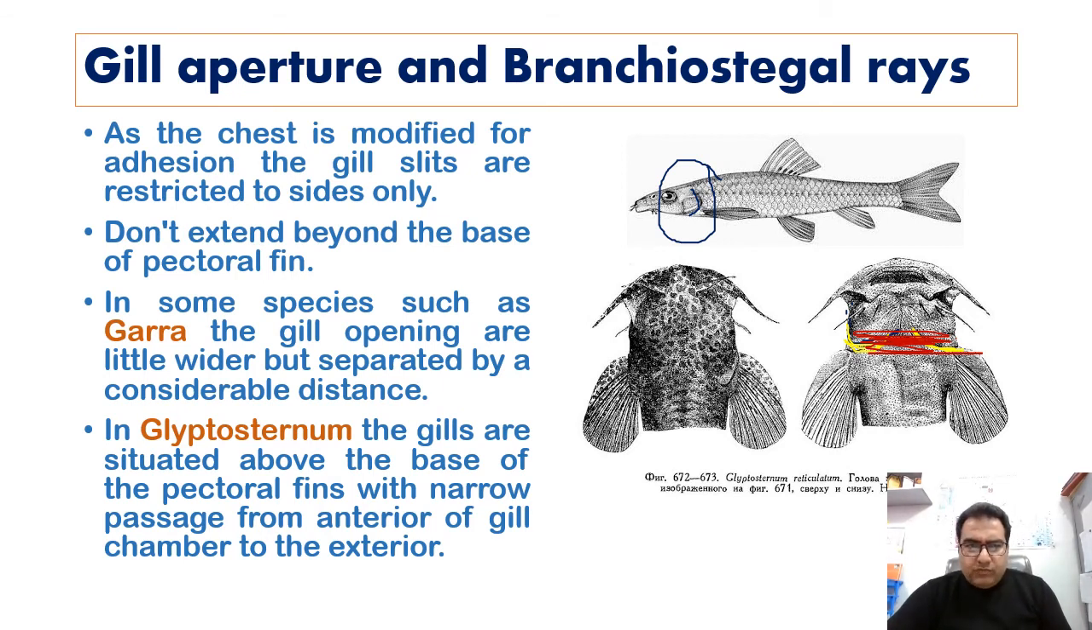In some species, such as Garra, we see the gill openings are a little bit wider, but they are separated by a considerable distance. But in the case of Glyptosternum, the gills are situated above the base of the pectoral fins with a very narrow passage from the anterior of the gill chamber to the exterior. As the chest is involved in the attachment in the form of adhesion, the gills are restricted to the lateral side and toward the side.